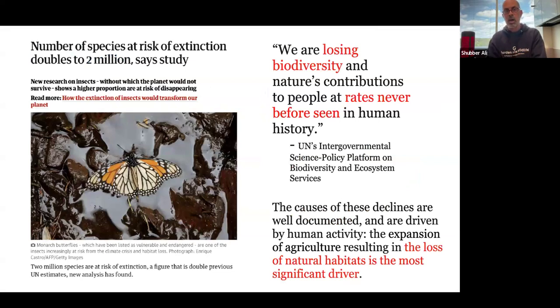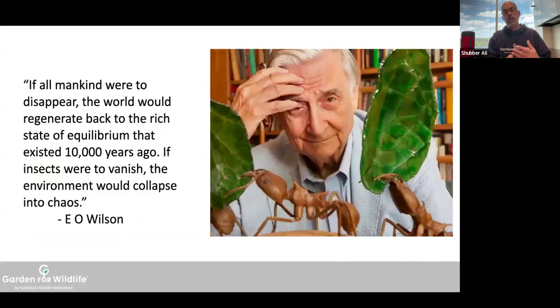So there's actually a risk of extinction of species across over 2 million different species around the planet. We're losing biodiversity like crazy across the planet. And one of the biggest single drivers is human impact as a result of the loss of natural habitat. And that is the most significant driver. Now, what does that mean?